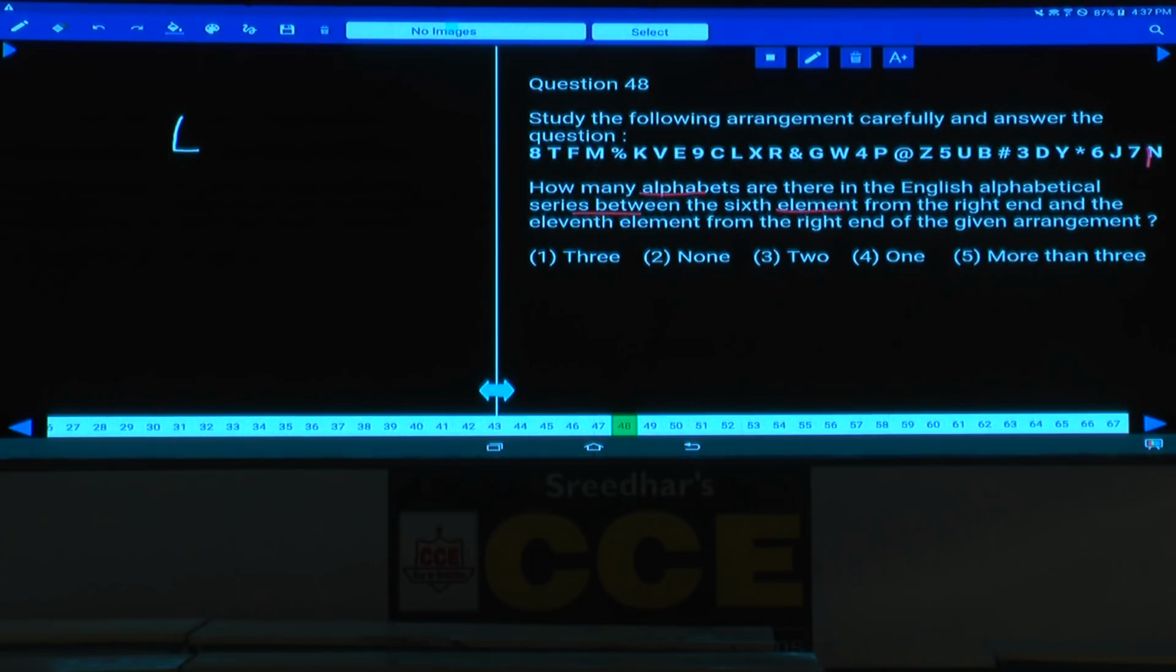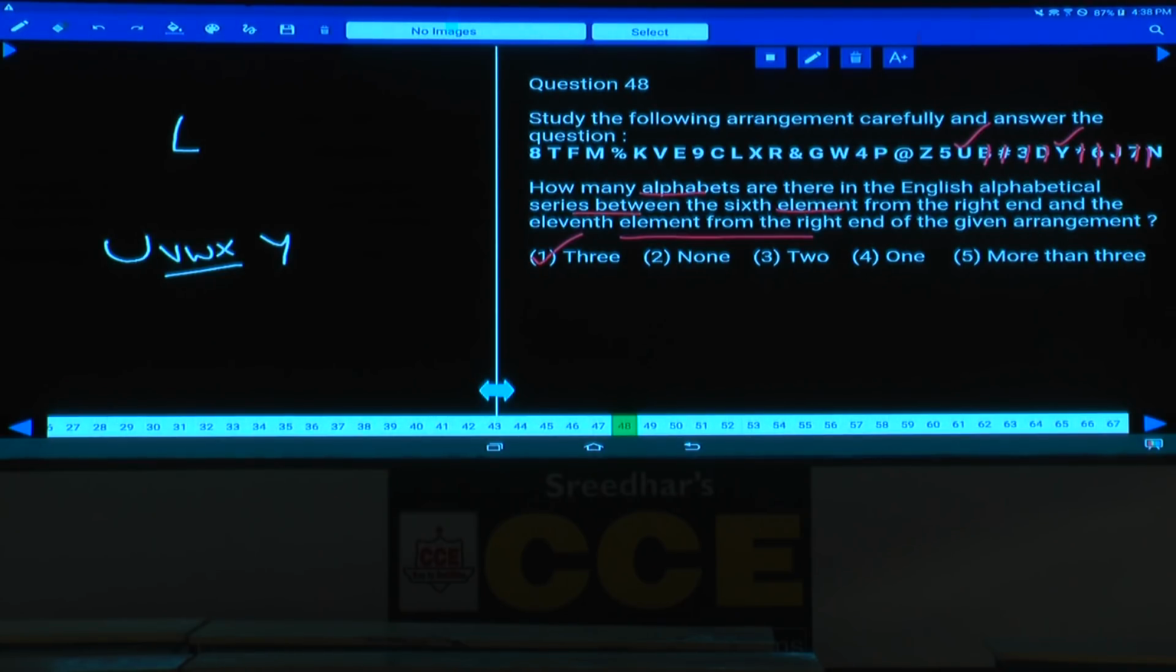Sixth element: 1, 2, 3, 4, 5, 6. Sixth element from the right hand is Y. And the 11th element from the right hand. Again 11th element from the right hand: 6, 7, 8, 9, 10, 11. Now how many letters are there in between U and Y in the alphabetical sequence? In our English alphabet, how many letters are there in between U and Y? V, W, X are the only three letters between these two. And there are three letters, that is choice 1.